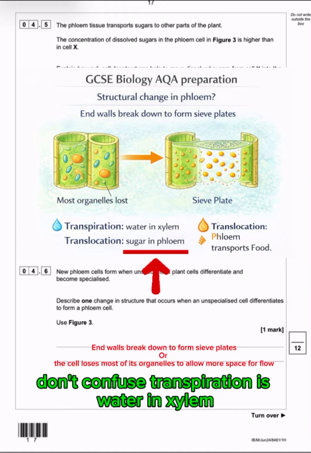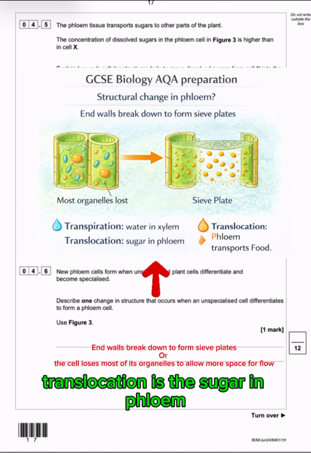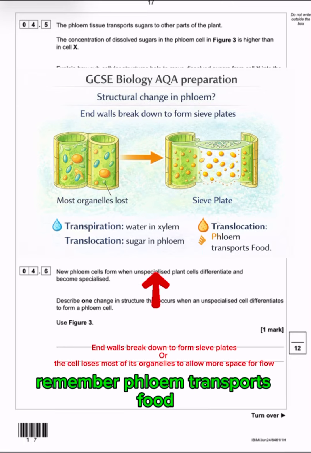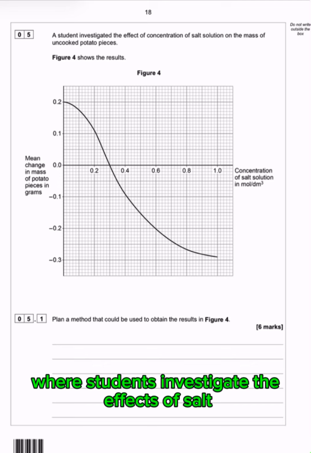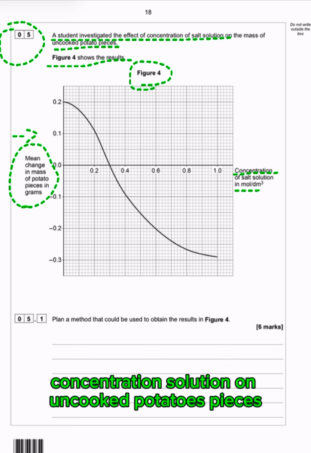Here is the exam top tip. Don't confuse: transpiration is water in xylem. Translocation is the sugar in phloem. Remember, phloem transports food.